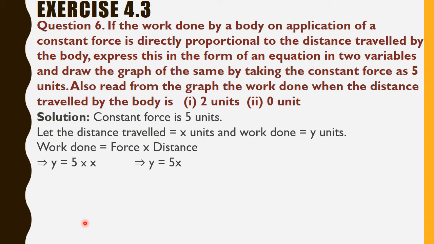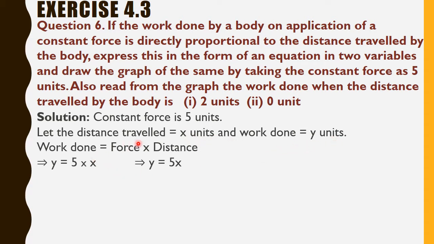Since the force is given constant, that is equal to 5 units, we'll write here as constant force is 5 units. Again, here it is said that the work done by the body on application of a constant force is directly proportional to the distance traveled by the body. That means the distance traveled by the body and the work done are directly proportional to each other. So, we can say that work done is equal to force into distance, where force is a constant value of 5 units. So let the distance traveled be x units and the work done be y units.